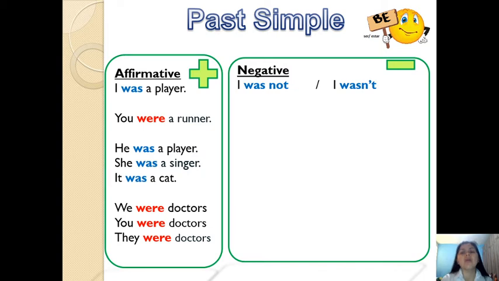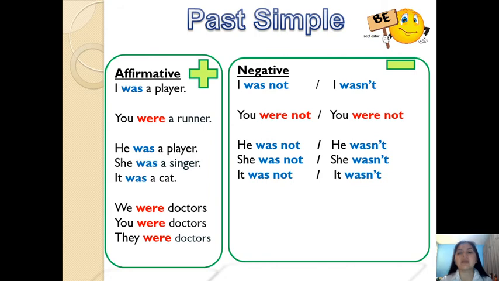I was not, or I wasn't. You were not, or you weren't. Same way in the third person. He was not. What's the contraction? The short form. He wasn't. Yes. She was not. She wasn't. And it was not. It wasn't.